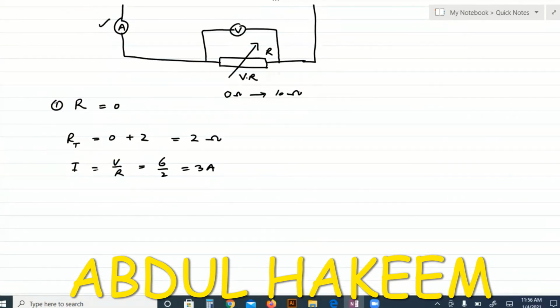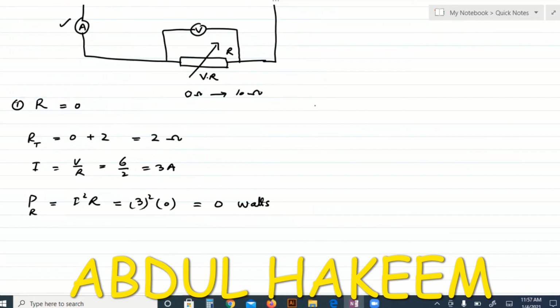Now, what will be the output power across the external resistor? Power across external, I square R. So I is 3, external resistance 0, no output. Current is there, but the circuit is giving no output power.